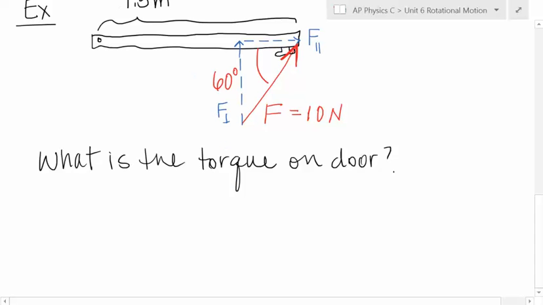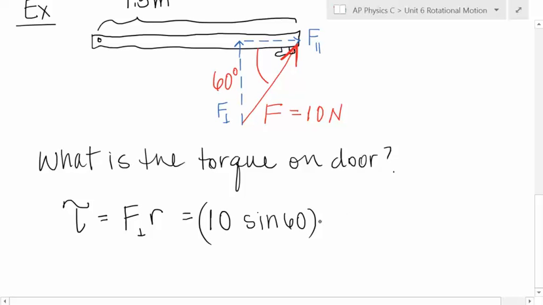Pretty easy. So then the torque applied would be the force that's perpendicular times R, and my 10 newtons, but it's not all perpendicular, so I need the sine of 60. So that's the perpendicular component times the moment arm length. And I think we get 12.9.